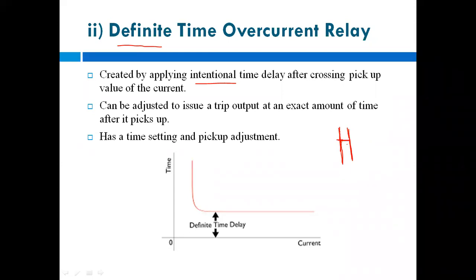So for this relay we can set the time and we can set the pickup current, which means we can do the current setting. So how can the current setting be done? How are we setting current in the relays? What is used for setting current in the relays?